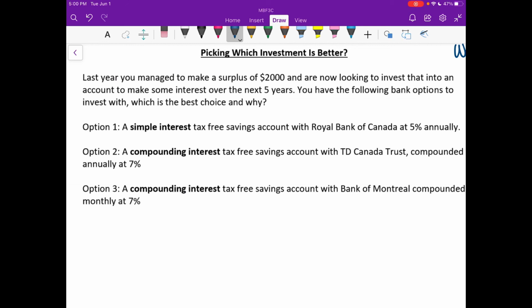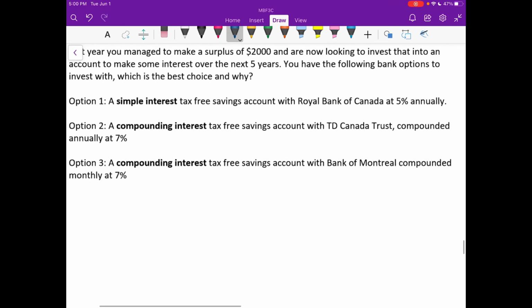So let's pick which one is a better investment. Here we have a simple tax-free savings account with the Royal Bank of Canada at 5% annually. Then we have a compounding interest tax-free savings account with TD Canada Trust that's compounded annually at 7%. And then last but not least, we have a compounding interest tax-free savings account with Bank of Montreal compounded monthly at 7%. And while options 2 and 3 might look like they're the same, we're going to see why they're not.